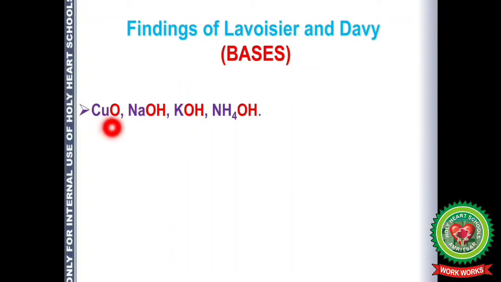The examples are copper oxide, sodium hydroxide NaOH, potassium hydroxide KOH, and ammonium hydroxide. The common thing we are seeing here is the anion, that is OH. So when there are bases, OH is always there, or oxide with a metal or with an ammonium ion. So the hydroxide part, or the oxide when it is present with a metal or ammonium ion, that way we will tell that the compound is a base.